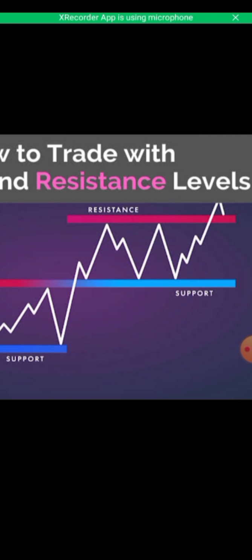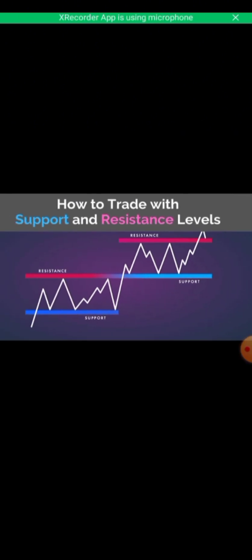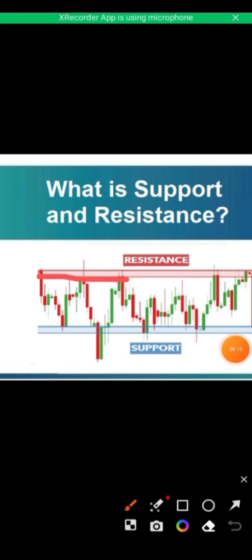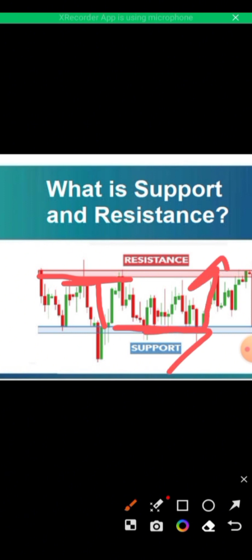So now let's check other pictures and screenshots. You see, this is another one. This is our resistance. Resistance is always at the top. Whenever the price hits this particular place, it always comes down. It bounces back. It doesn't surpass that place. That's our resistance. And you see our support here. Whenever the price hits this particular place, it always goes up again. That's our support zone.